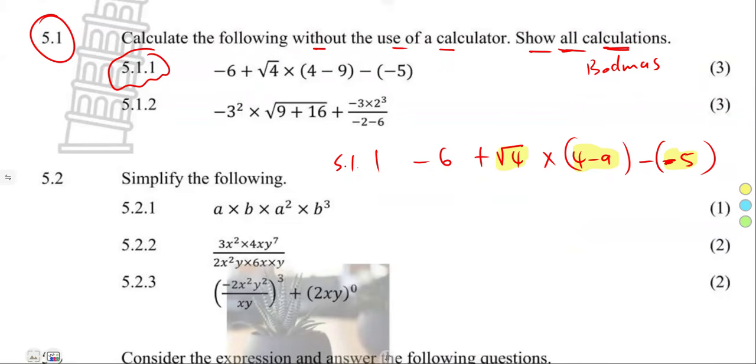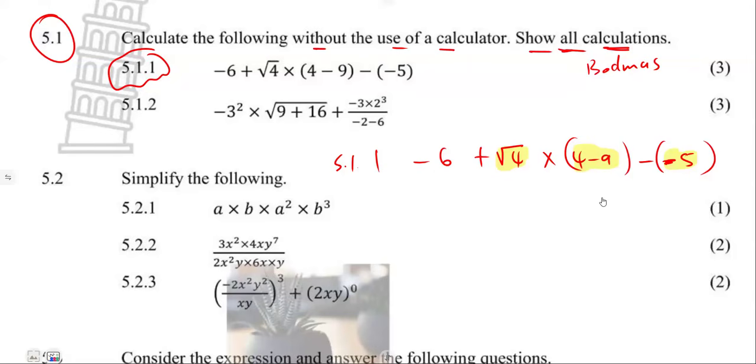All right, so sorry for that. I just wanted to change this thing.